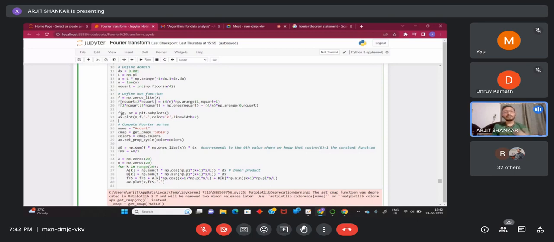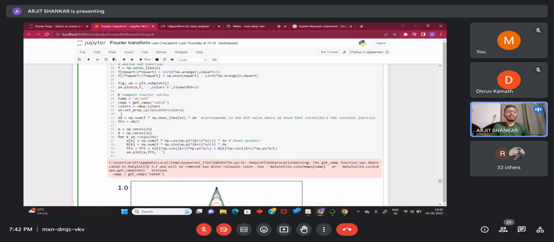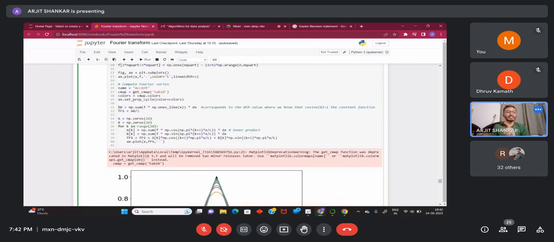Now I will try to decompose that hat function in terms of sines and cosines of different frequencies. So you can see first we have to define our a naught, right? A0, which corresponds to the k equal to 0 frequency, which is a constant value. So that's what I have done over here. And then obviously we wrote it in terms of a naught by 2, not just a naught.